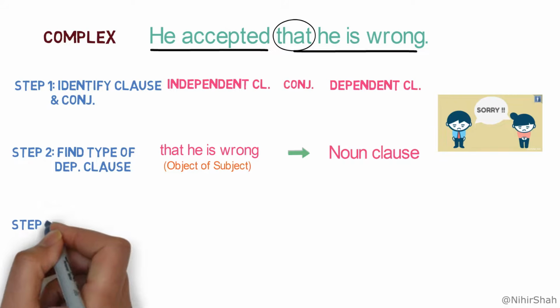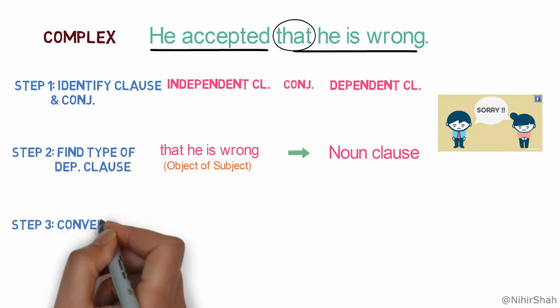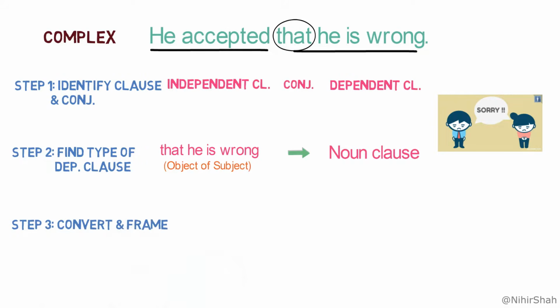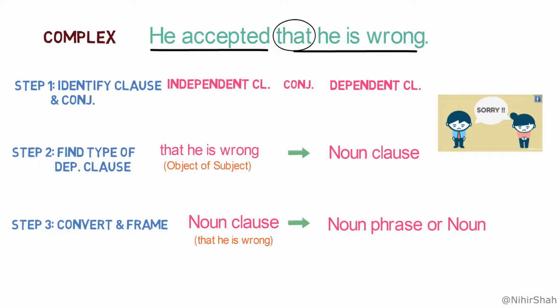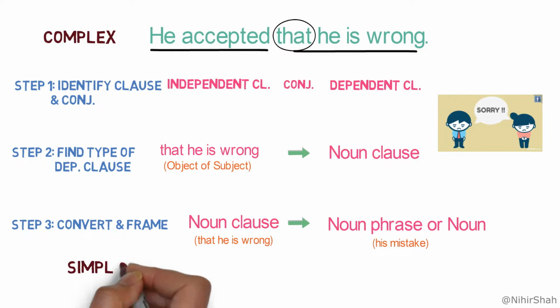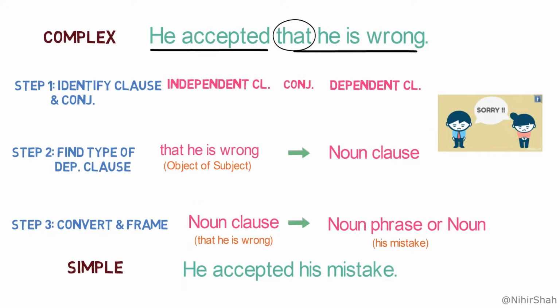Step 3. Convert the dependent clause into a phrase or a word and frame a sentence. Now we know that it's a noun clause. Therefore, we need to convert it into a noun phrase or a noun. Here, the noun clause that he is wrong is converted into a noun phrase, his mistake. So the final sentence is, he accepted his mistake. If you notice closely, the meaning of both the sentences is identical. So this is a 3-step process that could be followed to solve this question.